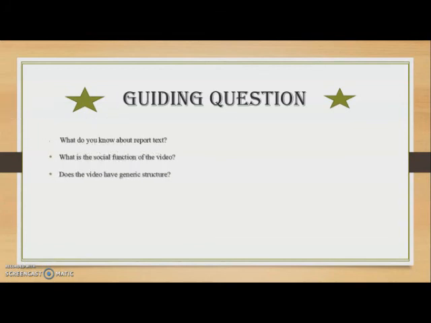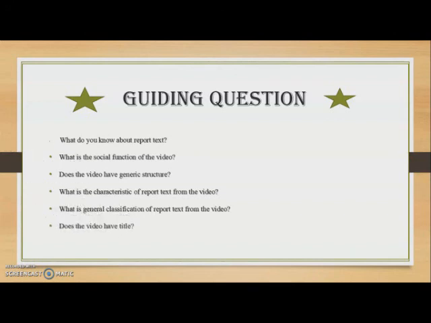The third question is, does the video have a generic structure? The fourth question is, what is the characteristic of Rivotrek from the video? The fifth question is, what is the general classification of Rivotrek from the video? And the last, does the video have a title? So this point will lead us to the topic.